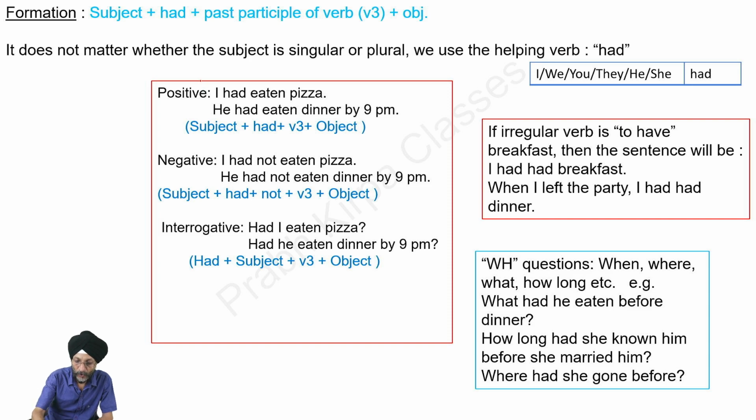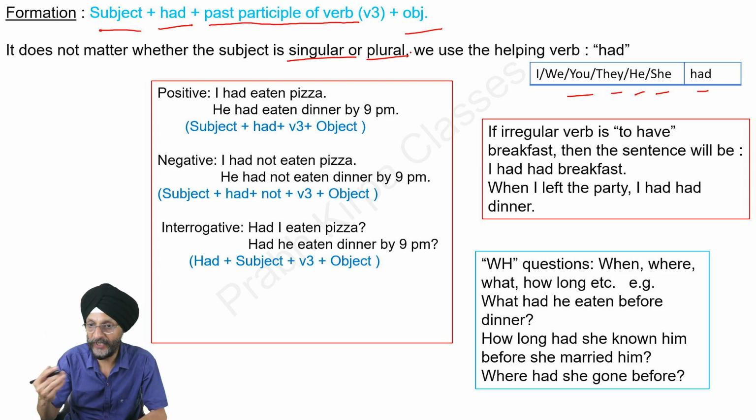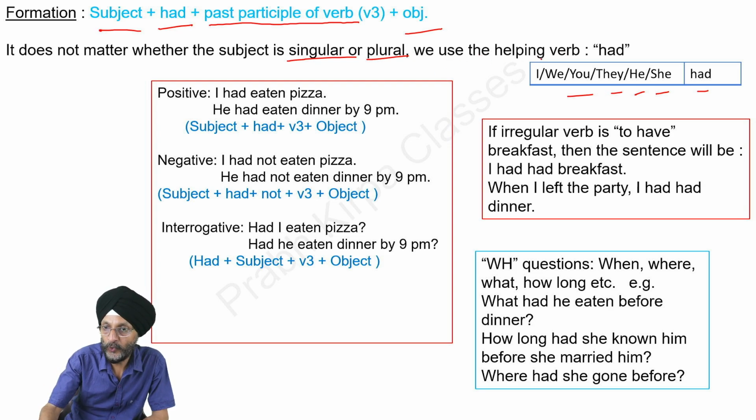Formation. How is this tense formed? First comes the subject: I, we, you, they, he, she, it, and it is followed by had, the helping verb. Then comes the past participle of the verb, that is the third form of the verb, and then comes the object. It does not matter whether the subject is singular or plural, that is whether it is I, he, she, it, or in plural form, that is we, they, you. We use the helping verb had.